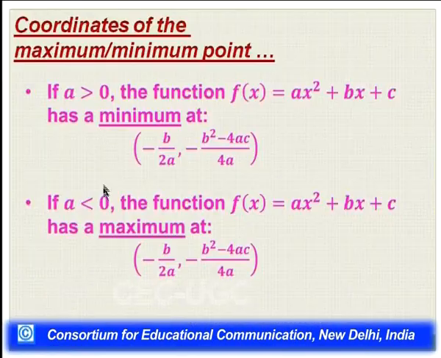Let me just read it out to you. If a is positive, the function ax square plus bx plus c has a minimum at the coordinates minus b by 2a, comma, minus of b square minus 4ac divided by 4a. If a is negative, the function f of x equal to ax square plus bx plus c has a maximum at minus b by 2a, comma, minus b square minus 4ac divided by 4a.